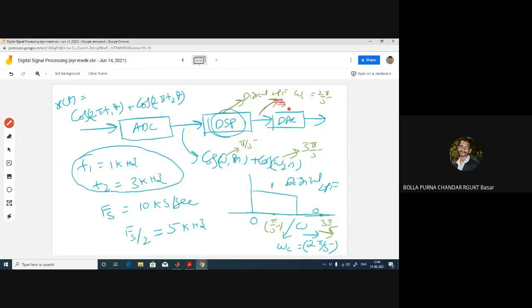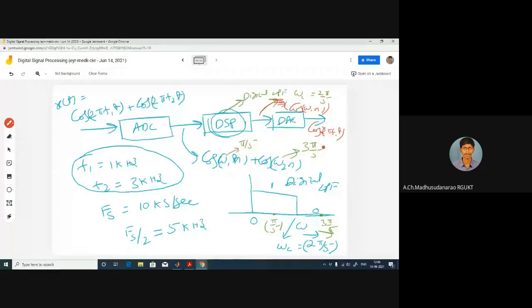This is cos omega 1 n, right? Because the output I am going to get is cos omega 1 n into gain 1 plus cos omega 2 n into the gain at this frequency, 0, right? This got nullified, the second term. I am going to get this. Now if you apply it to the DAC, what is this output? Cos 2 pi f1 t, right? That's what I am going to get.